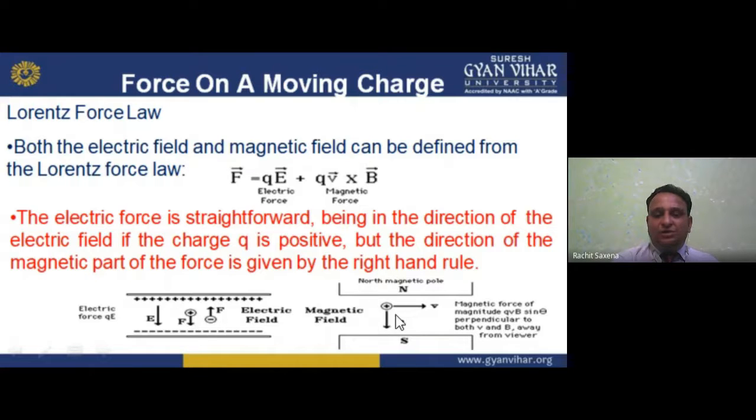They are perpendicular to each other. Now, the magnetic force has magnitude QVB sine theta, perpendicular to both V and B, away from the view. You can't see it, but it is perpendicular. If it is perpendicular to B and V, the charge velocity, then the force is applicable. But if that is not possible, then the force value is zero. I hope you understand.